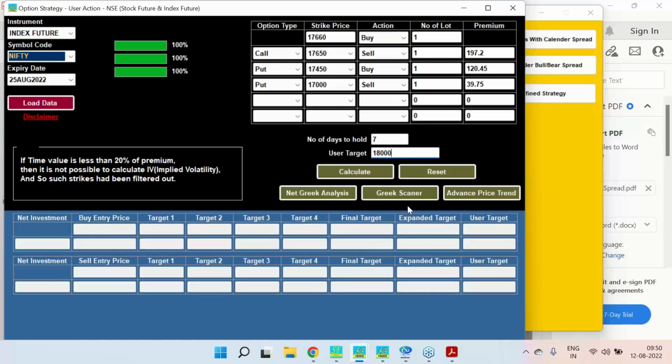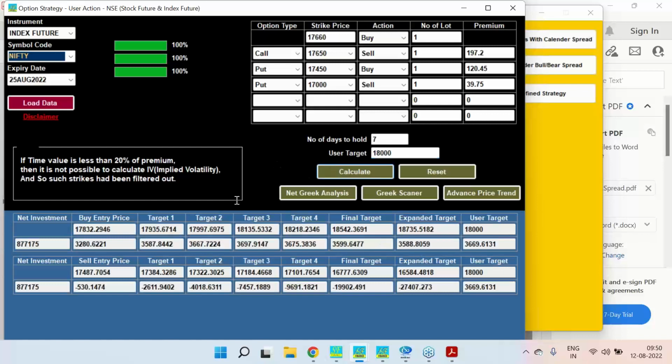After that, there is a Greek scanner. This Greek scanner can give you all the strikes that are tradable in Nifty. You can find delta, gamma, theta, vega, and IV for all of them available there. After that, the advanced price trend. In this one you can find the monthly uptrend, monthly downtrend, along with the consolidation zone, and weekly as well. One by one I will demonstrate them to you.